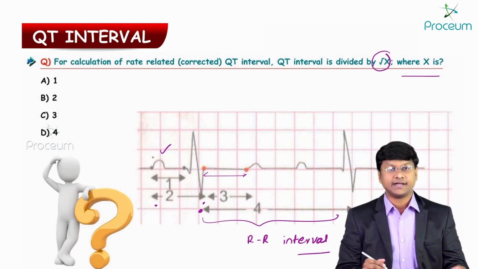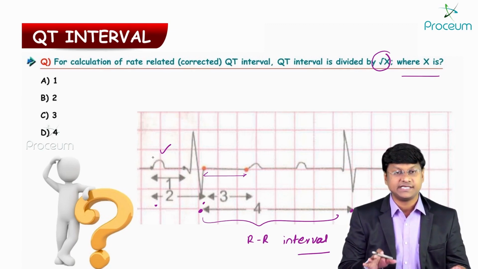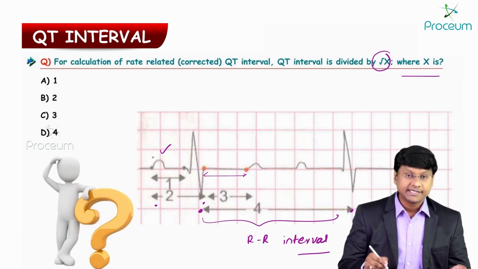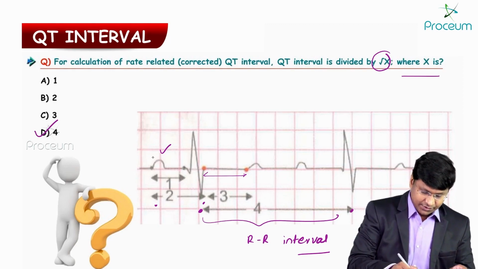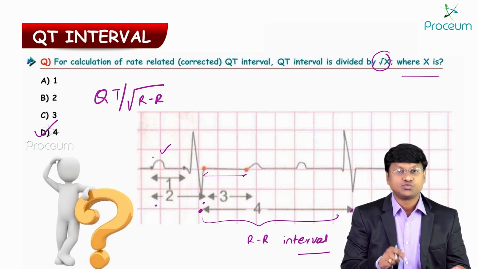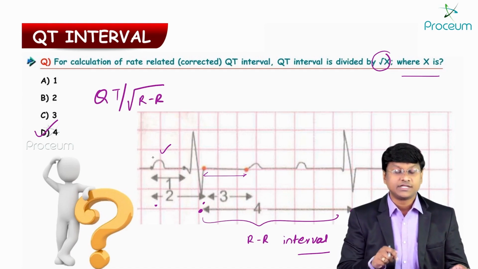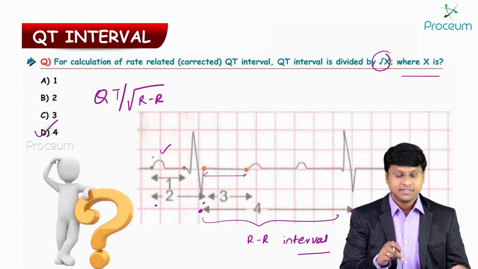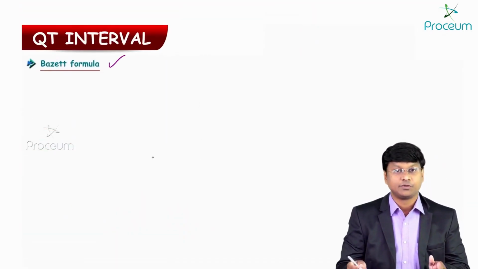This we call the RR interval. For calculation of the rate-related QT interval, the QT is divided by the root of x, where x is the RR interval, option 4. That is QT divided by root of RR interval, which is nothing but the corrected QT interval. And what is this formula called? This particular formula is called the Bézet formula.